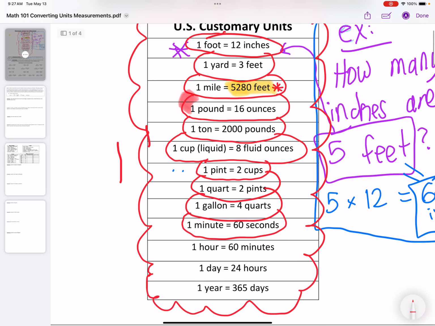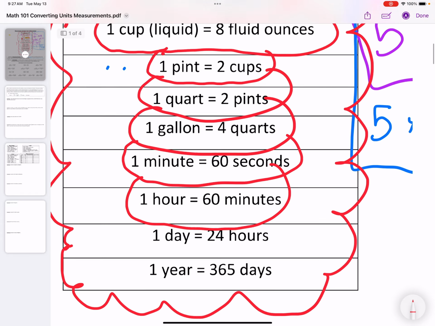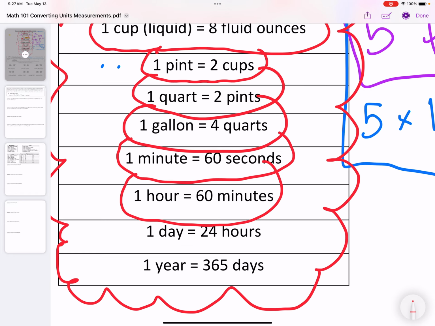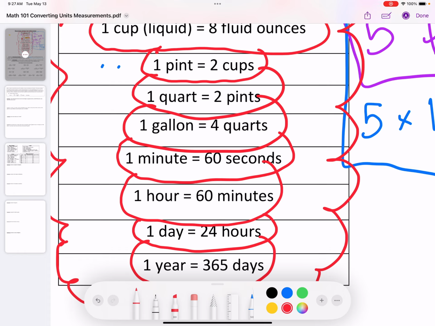And then time, of course. I think we use these so often, it's probably not necessary to look them up, right? 1 hour is 60 minutes. 1 day is 24 hours. This one's kind of not technically quite correct. 1 year is 365 days, but what about a leap year? Sometimes there's an extra day. But just to keep it simple, most years there are 365 days in the year.